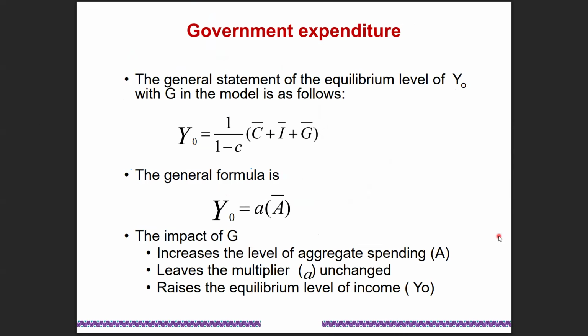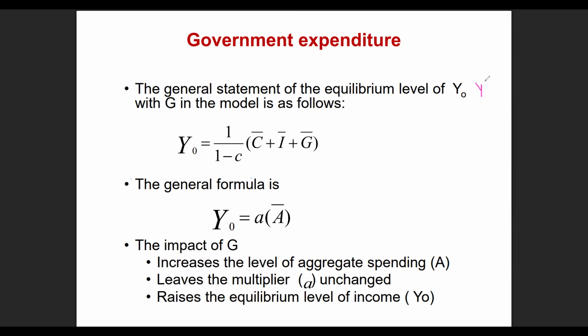The general statement of the equilibrium level of income Y0 with government in the model is as follows. Remember this Y0 represents equilibrium income. When we were doing the first part, we said that equilibrium income will be Y star. So they can be used interchangeably. You can say Y star, Y0 or YE. It's still equilibrium income.